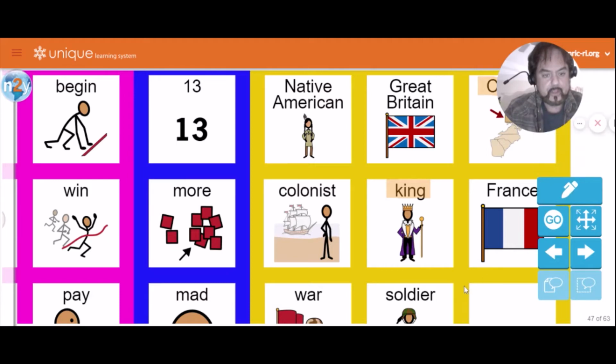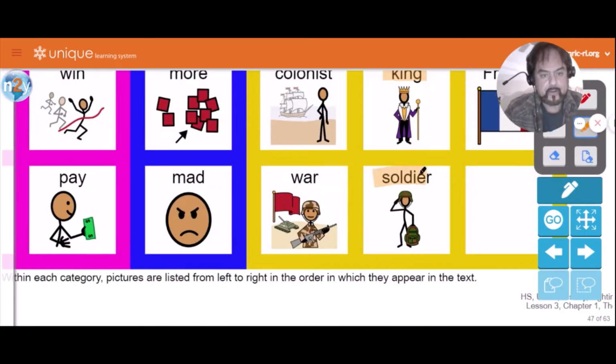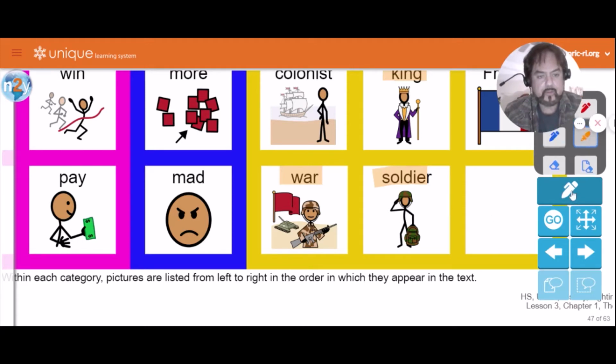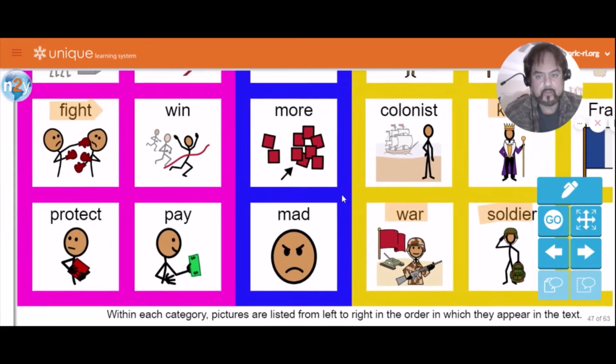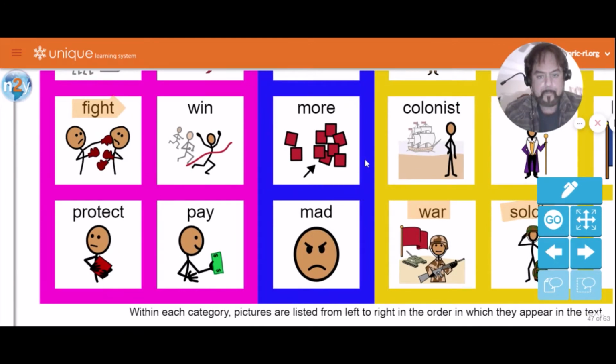Soldier. Soldier right here, saluting, with his helmet and his backpack. And then, of course, war. War is symbolized by the soldier in his uniform and helmet holding his weapon, and it looks like there's a tank behind him, and a red flag symbolizing war. Let's see what other important words we have here on our communication board.